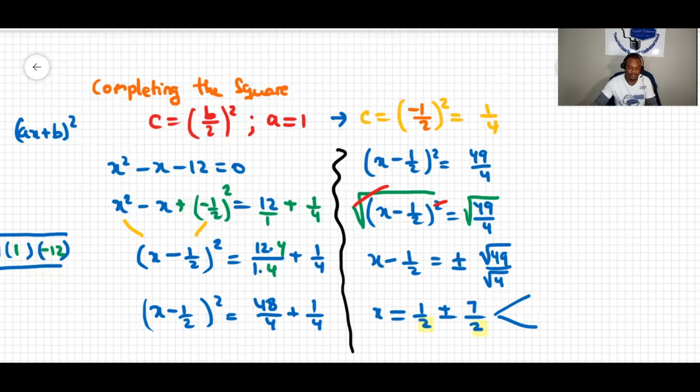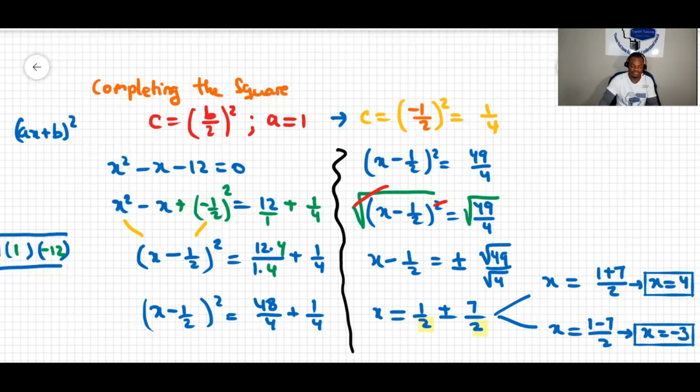So this will be, okay, let me write. x will be equal to 1 plus 7 over 2, or x equal to 1 minus 7 over 2. Well, here it means that x is equal to 4, one solution, and there x is equal to negative 3.